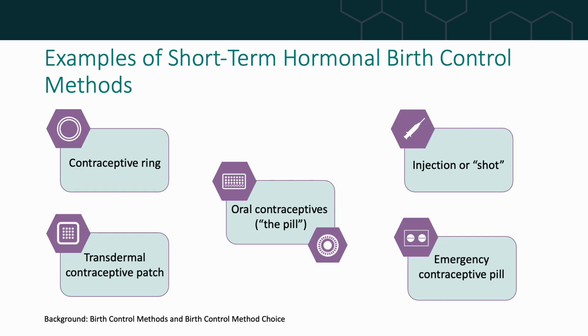Short-term hormonal methods come in several forms. The 2 most widely used short-term hormonal methods are the injection, also known as the shot, which lasts 3 months, and oral contraceptives, more commonly known as the pill, which must be taken daily. Other short-term hormonal methods include the transdermal contraceptive patch, which is worn on the body, and the contraceptive ring, which is placed inside the vagina. Emergency contraceptive pills contain the same hormones as other short-term hormonal birth control methods, but are designed to be taken soon after unprotected sex, not every day.